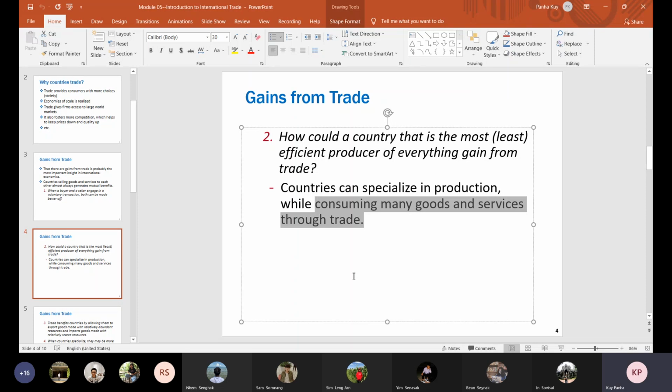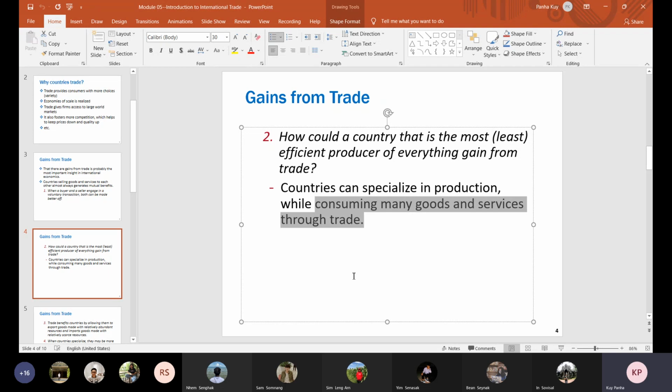You know what I'm saying. The first scenario is that when you do the trade, you're going to specialize in some particular productions in your countries. At the same time, you also enjoy the varieties of many goods and services available in your economy. And after that, you also realize this increase in standard of living. That's why we consider this the gain from trade.